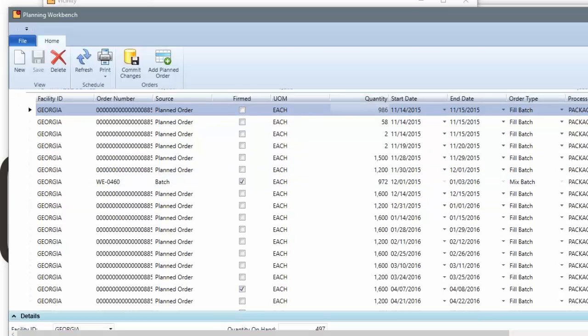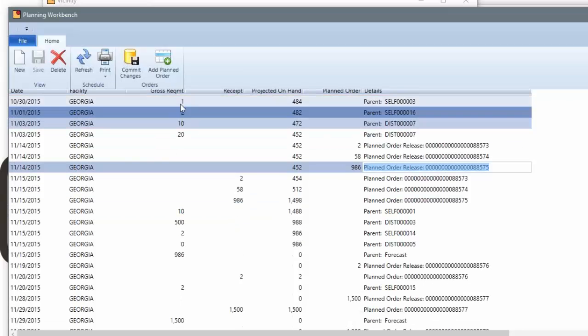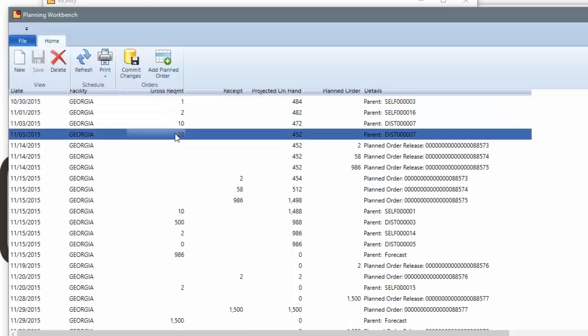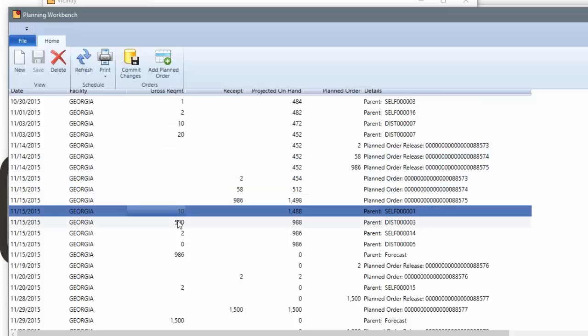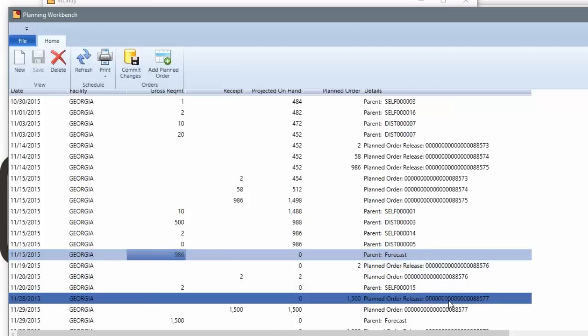Okay. So the idea behind it is it's netting my supply and my demand, and mostly we've seen demand. These are actual hard sales orders here, but I've also got a forecast record here. So we also deal with forecasts.